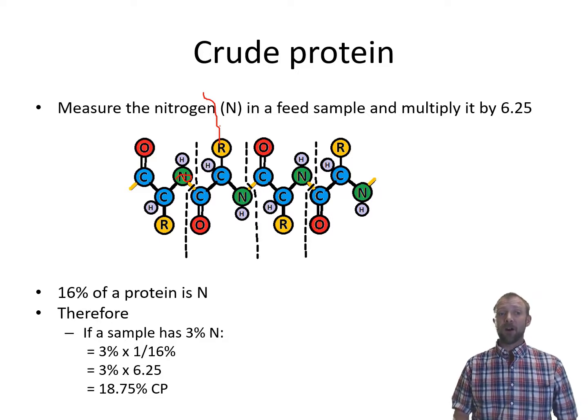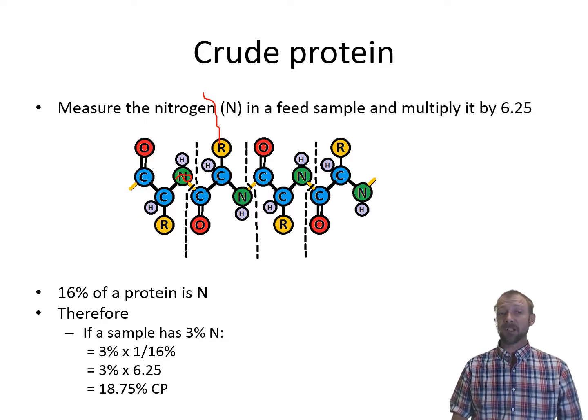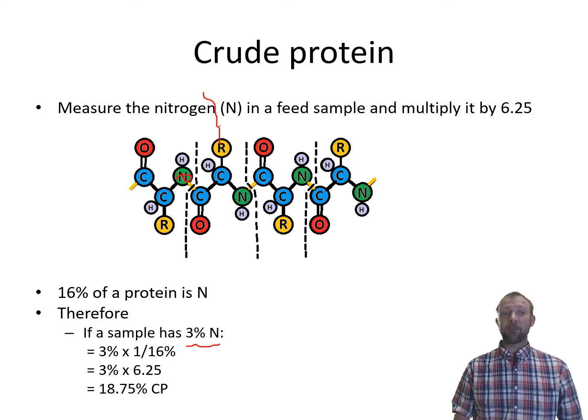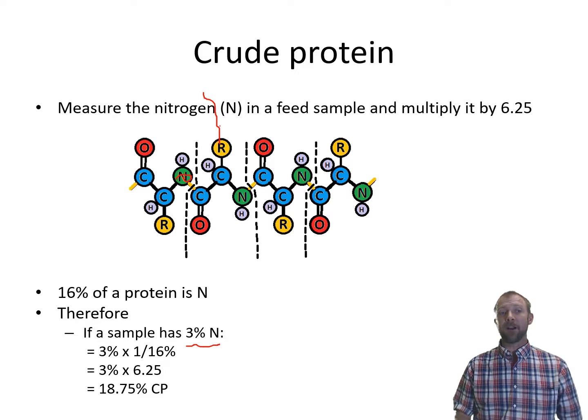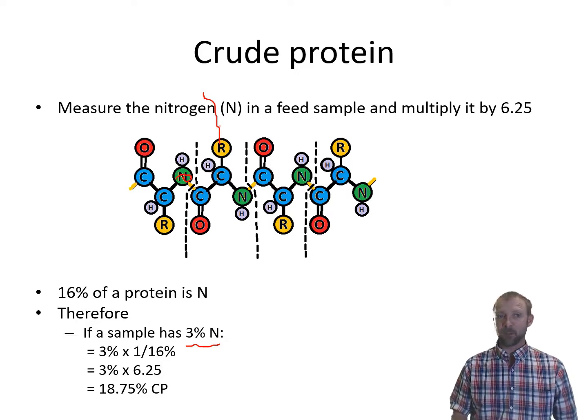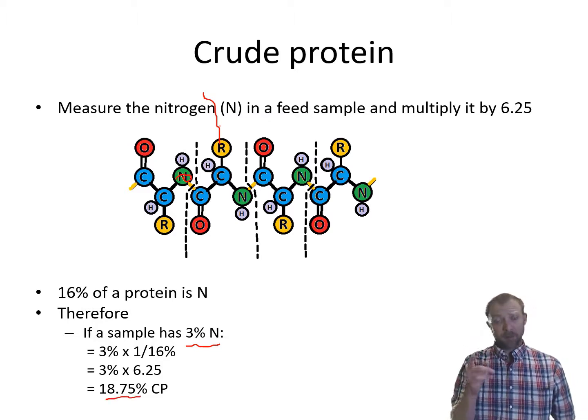So if we have a sample that we analyze and it has 3% nitrogen in it, like I have as an example down here, I can divide that by 0.16. Divide it by the 16%, or multiply it by 1/16, that's the same thing. 1 divided by 0.16 is 6.25, so we can just take that 3 and times it by 6.25, and we'll find out that it has 18.75% crude protein. Keep in mind, that's a crude measurement of protein.